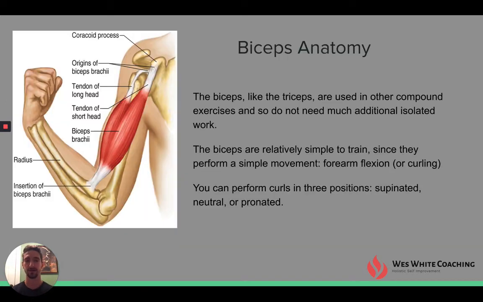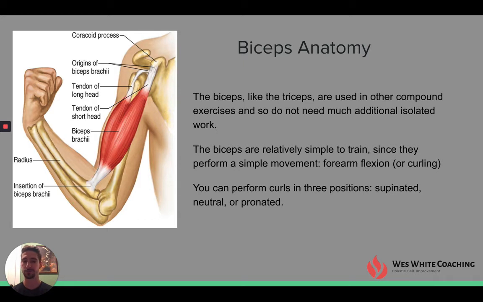Okay, so the biceps are another pulling muscle. So again, it's similar to the triceps where you're using your arms to do a pulling motion. So they're going to be activated no matter what. But for the biceps, you're going to be working them in other compound exercises. So you don't need to do as much isolated work on them. Biceps are pretty simple to train since they perform just a simple movement. They move your arm up. They perform forearm flexion. So you curl, right? And so every kind of bicep exercise that you see is going to be some form of curl.